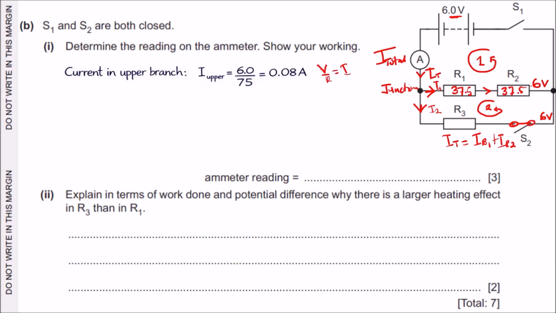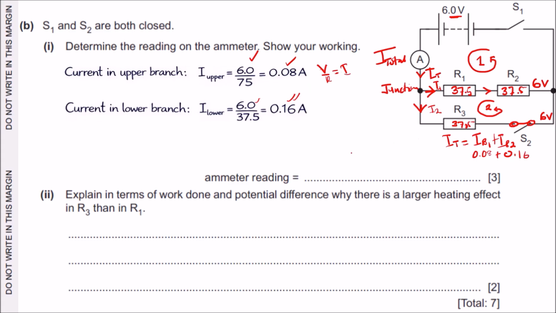What is V? We said this branch has 6 volts. What is R? It has a total resistance of 75 due to the combination of these 2 resistors in series, giving us a current of 0.08. So we can safely say current 1 in branch 1 is 0.08 plus. Now current in branch 2 has a voltage of 6 volts, and there is only one resistor of 37.5, and we're going to get the current in branch 2 to be 0.16.